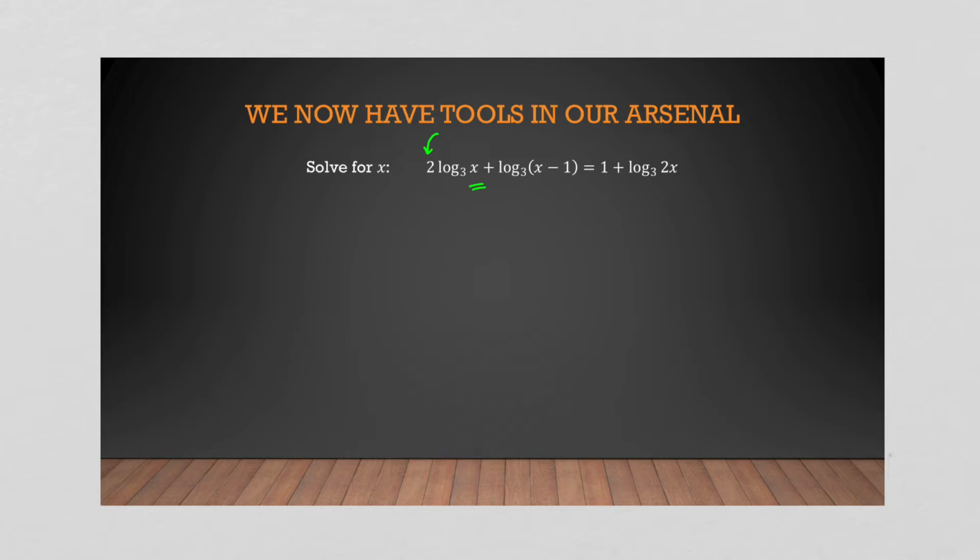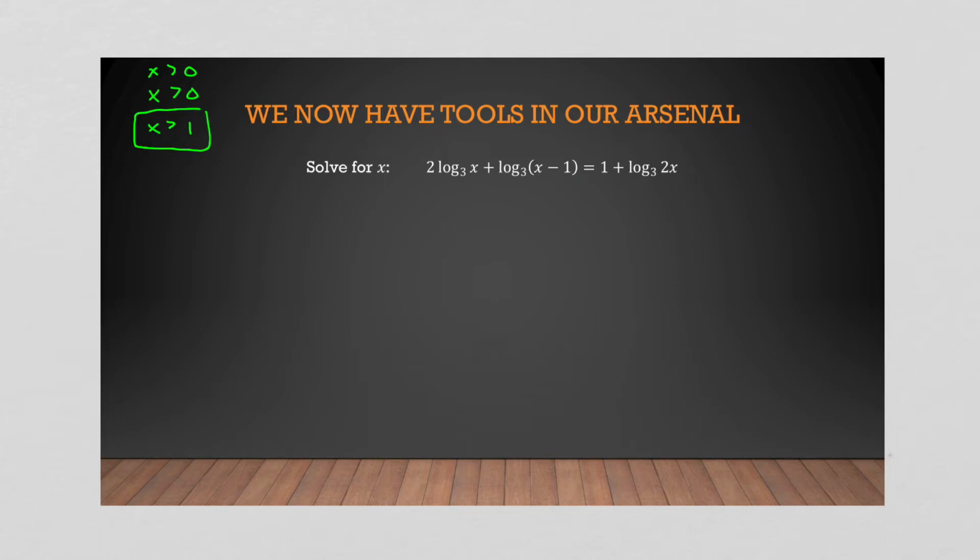So that object of the log there means that x has to be greater than 0. But this object means that x has to be greater than 1. And this one again is x has to be greater than 0. So this is the only chunk of our domain that matters. So let's keep that in our back pocket.